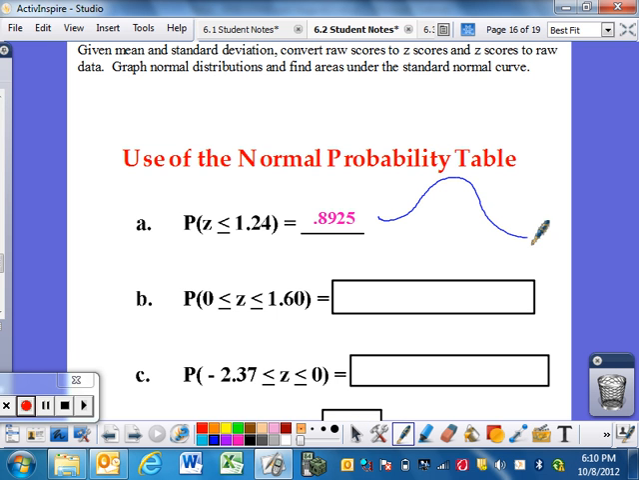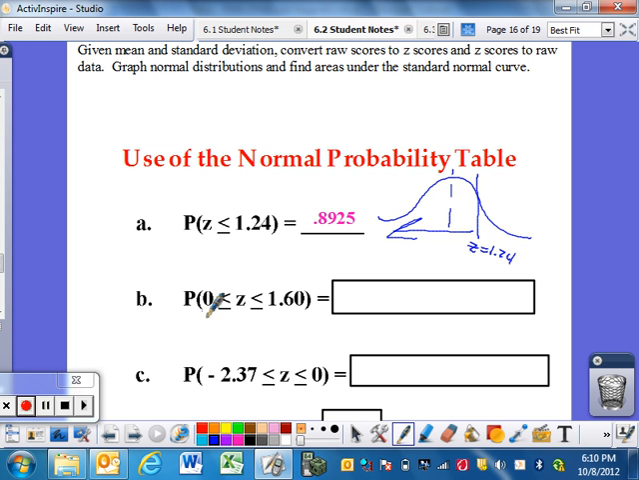Now I'm going to draw these out. If you get in the habit of this, I'm to the right of the mean, so that means Z is 1.24, and I want the information to the left. Well, it better be more than a half, because half would be the top of it. 0.8925 makes sense to me.